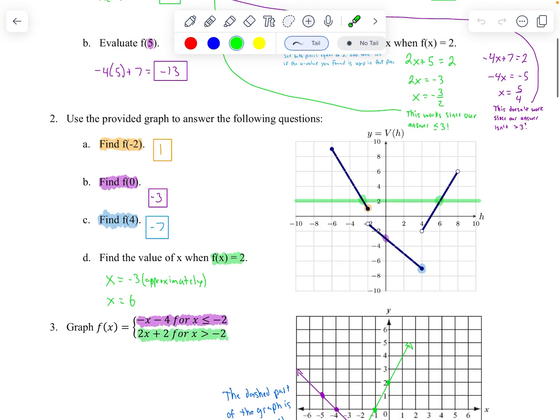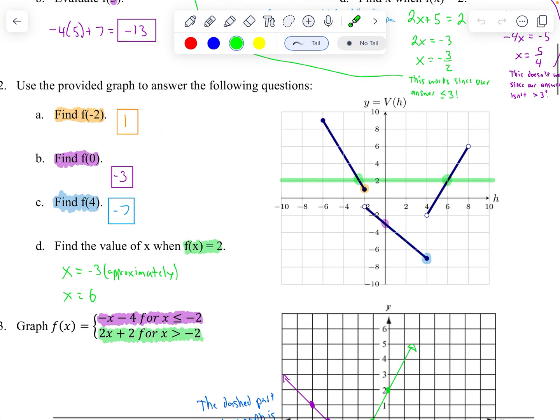All right, on number 2, we're using a graph to do the same questions. I've highlighted the points over here that we're using, but you're given a y value here, given a y value here, given a y value here. So you add the corresponding x values that we've already plugged in there. And then on D, find the value of x when f of x equals 2.